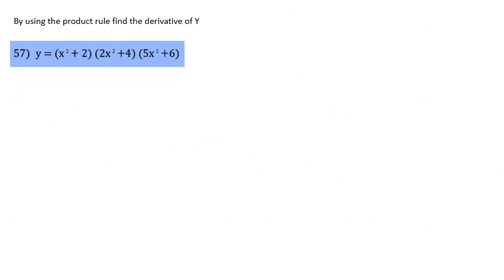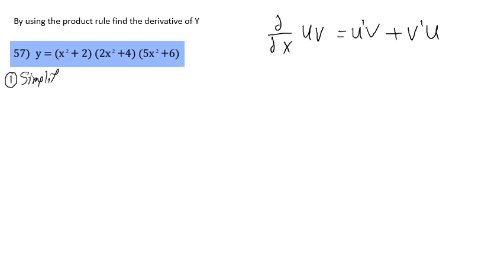By using the product rule, find the derivative of y. I know that the rule for the derivative of uv, the product rule, is u dash v plus v dash u, which is the derivative of the first multiplied by the second plus the derivative of the second multiplied by the first. First, I need to simplify y.